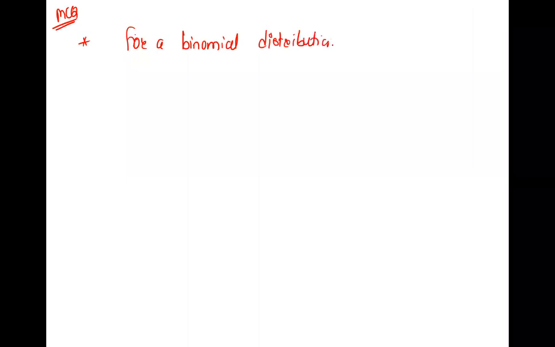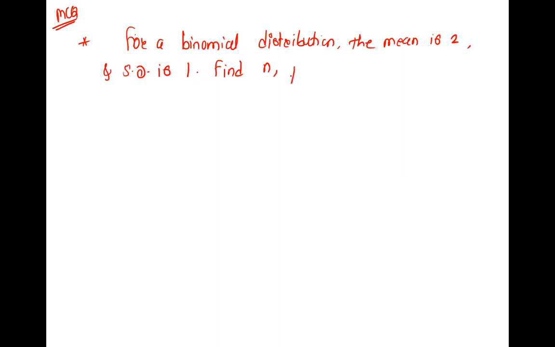For a binomial distribution, this is important for MCQ type again. For a binomial distribution, the mean is 2 and standard deviation is 1. Find NPQ for the binomial distribution.